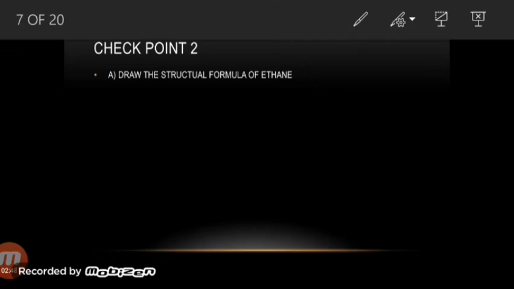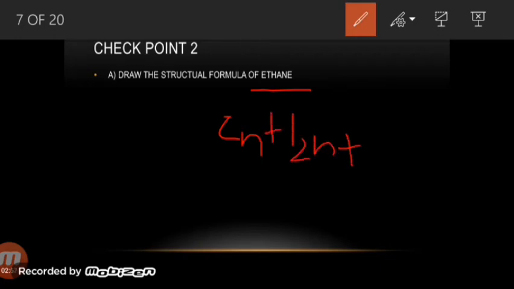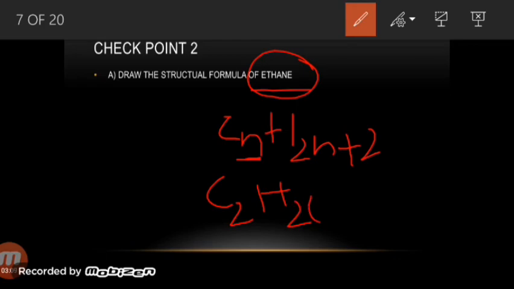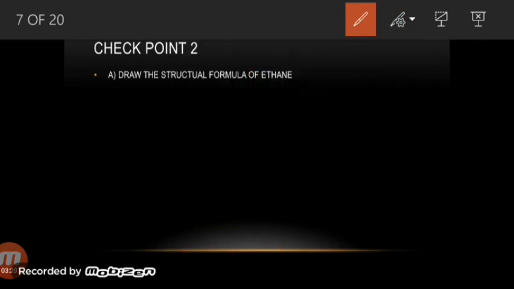Draw the structural formula of ethane. So how are you going to draw this out? First of all, write down the general formula of alkane. Now, ethane is the second molecule of alkane, so in place of n, write 2. Solve this out. C2H6. So now this is the formula of ethane, C2H6.